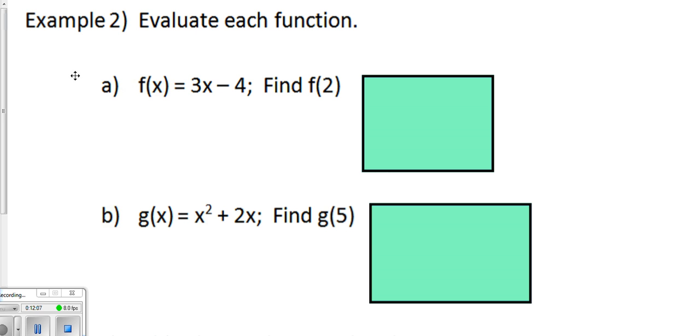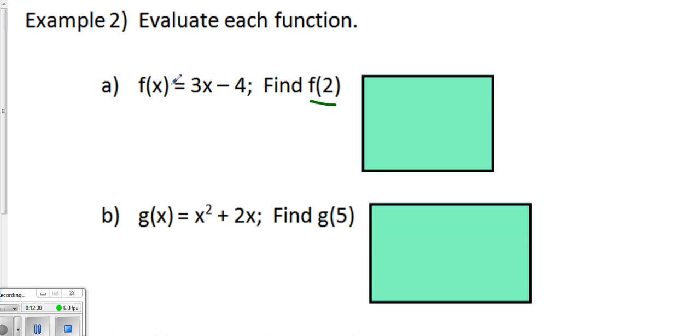Let's look at some examples of evaluating a function. Now evaluating basically just means you're plugging in that value. So normally we might say y equals something, and then we'd say we want to know y when x equals this. Well, now we can just say evaluate at, in this case, f of 2.